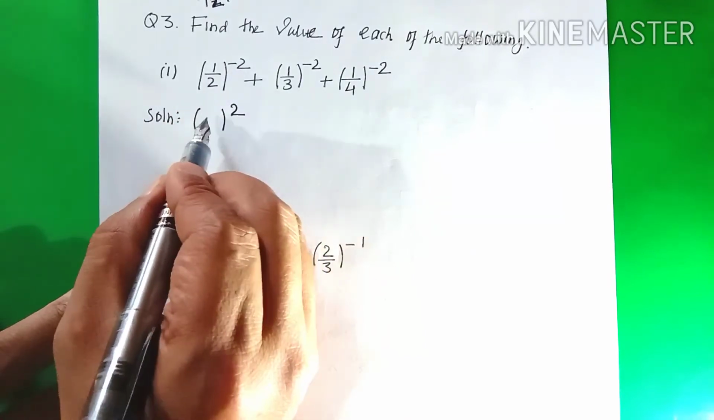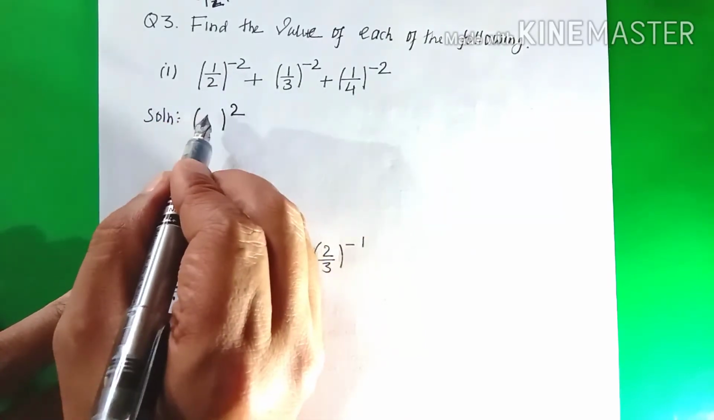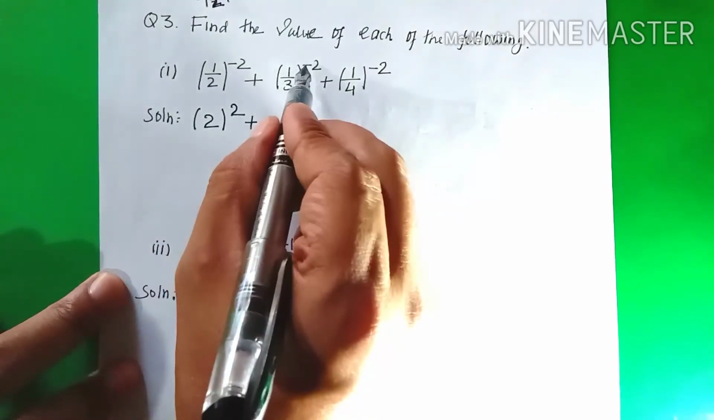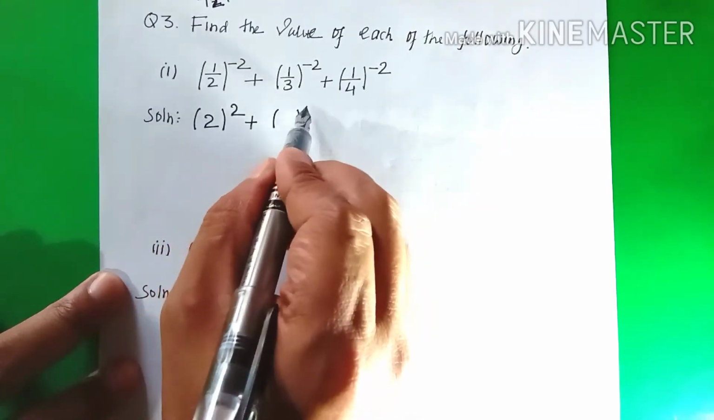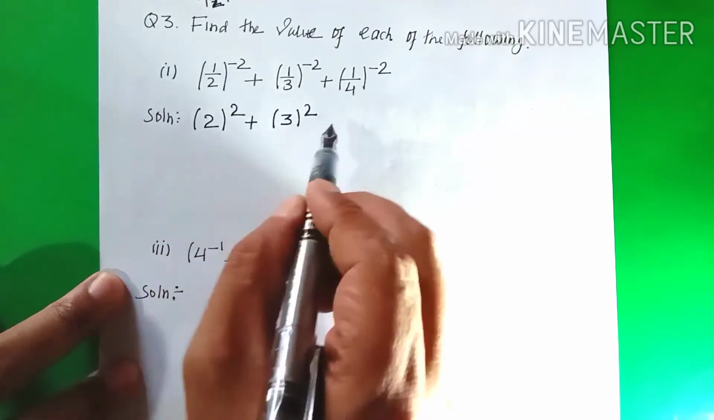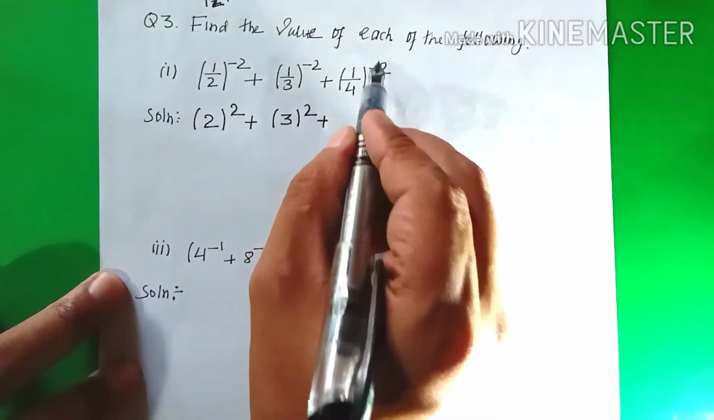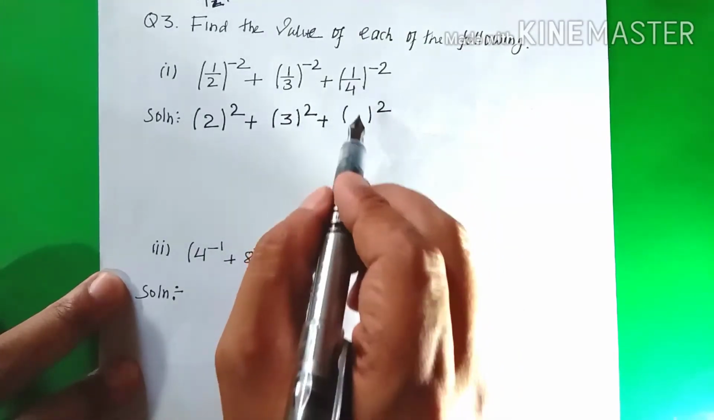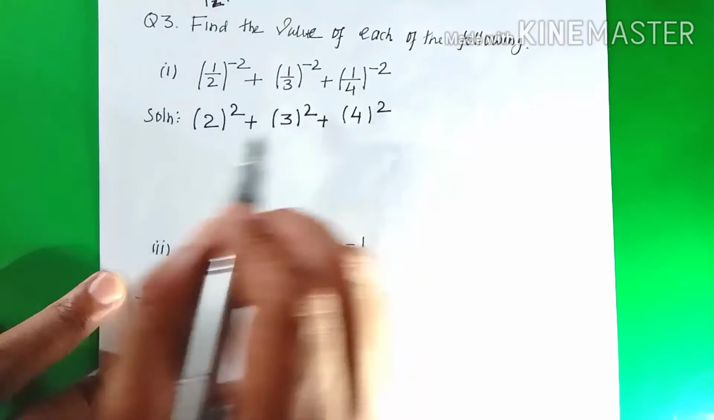It will take the reciprocal. The reciprocal of 1 by 2 equals to only 2. Again here plus minus 2 will become here plus 2. The reciprocal of 1/3, which is equals to 3, plus again here minus 2, change that into a plus 2. The reciprocal of 1/4 can be taken here 4.